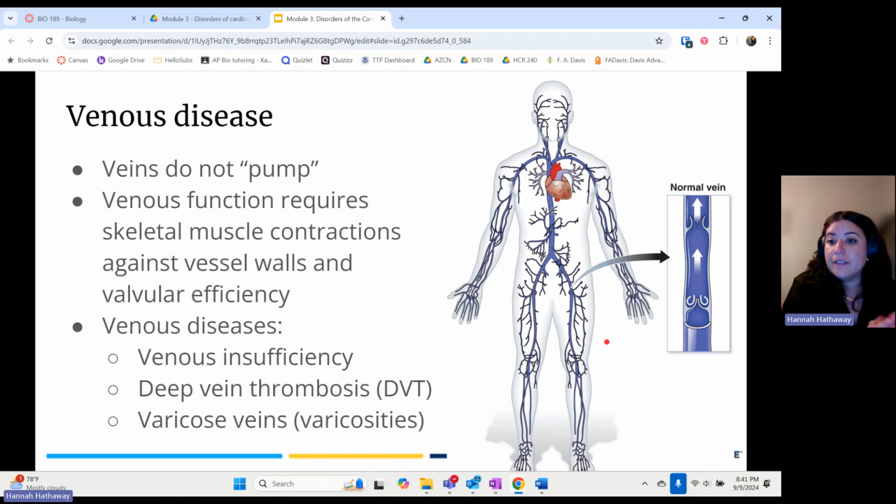Remember also that veins have valves. Veins have valves, right? That's what helps keep the blood flow going in a singular direction. Otherwise, you'd have blood flowing backwards and a lot of whooshing, and that's not great. Some diseases are related to issues within the veins. We would call these venous diseases: venous insufficiency, deep vein thrombosis, and varicose veins or varicosities.